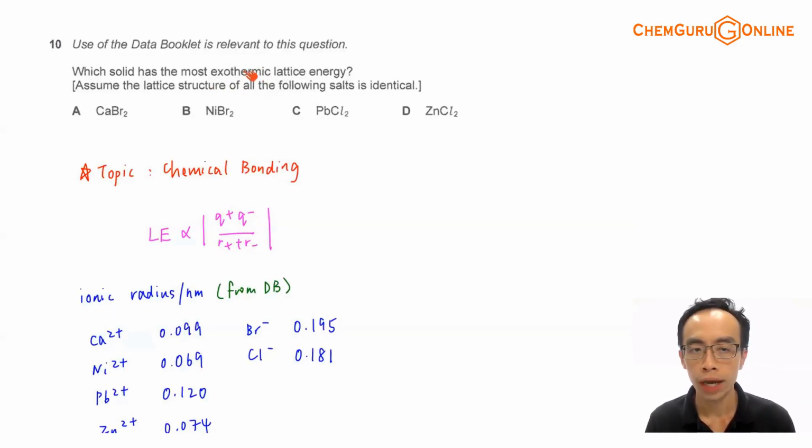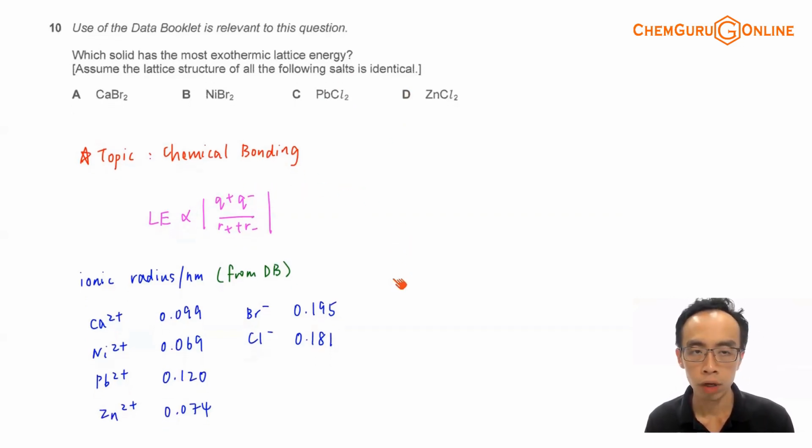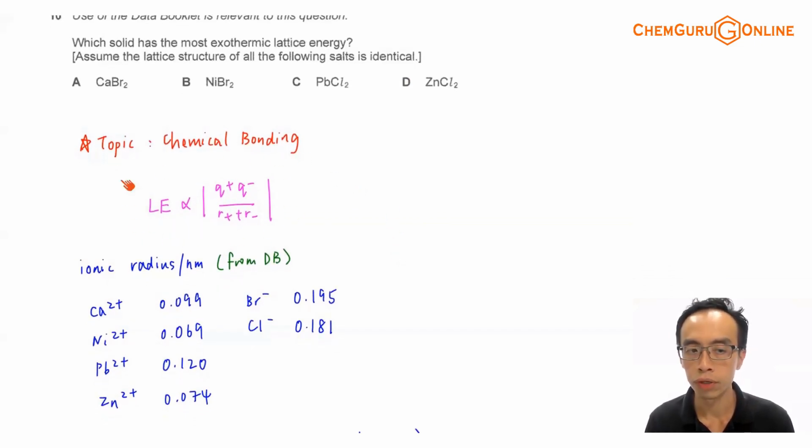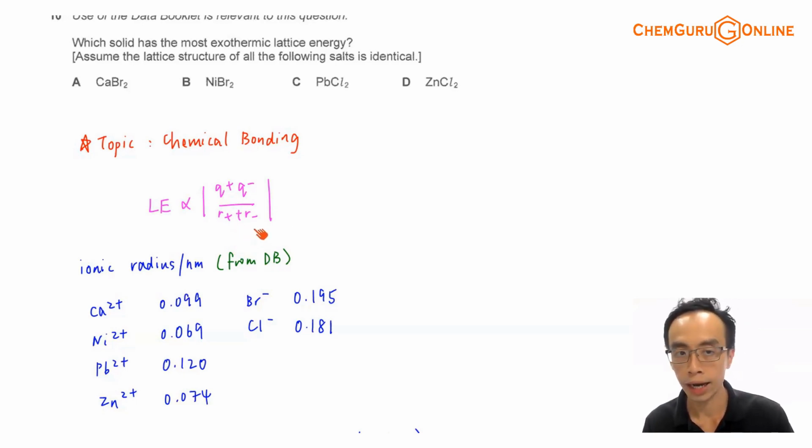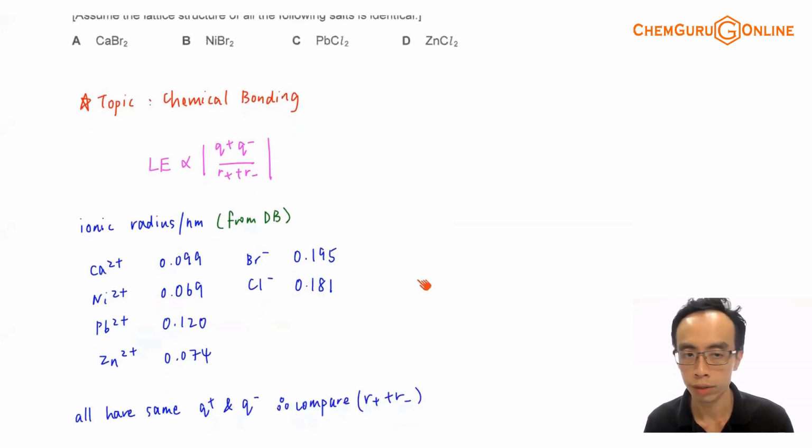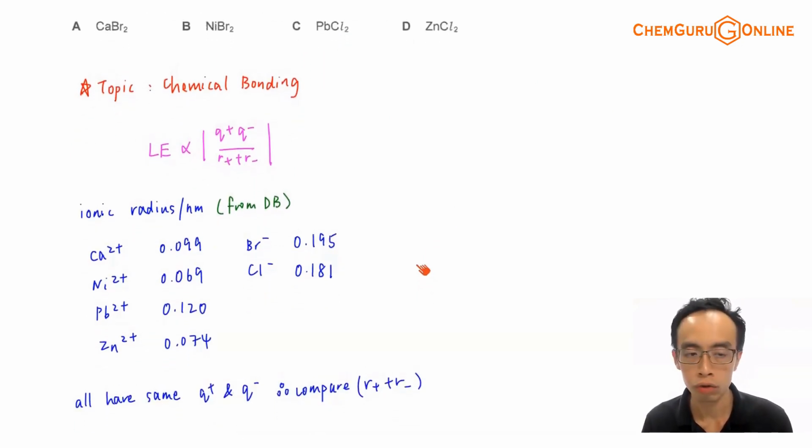Which solid has the most exothermic lattice energy, assuming lattice structure for all the salts is identical? So this question is fairly simple. Topic tested is under chemical bonding. And if we talk about lattice energy, then of course we will have to bring in this idea. Lattice energy is proportional to Q+ Q-, charge of cation multiplied by charge of anion, divided by the radius of cation plus the radius of my anion. Charges we can figure out based on information given in the question. The ions we can determine, the charges no problem.